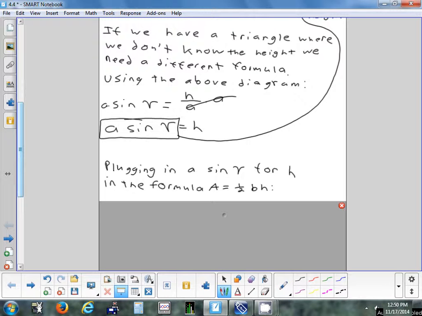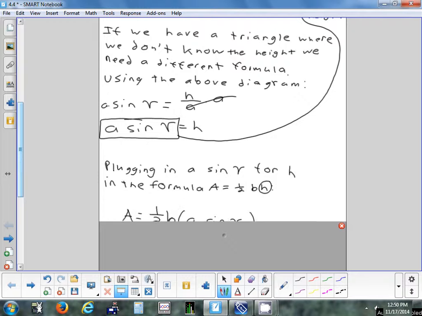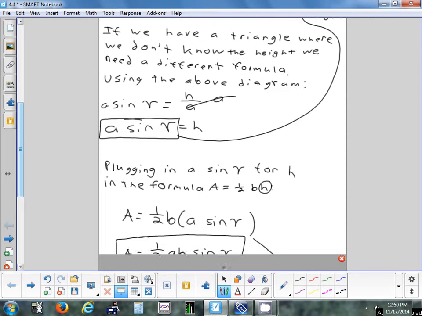So take just what I said, take 1/2 base times height and change height. Change it to what we just found the formula was. So now it becomes 1/2 base times the height, which is A sine gamma. And what they normally do when they write that is they just put it in alphabetical order. 1/2 AB sine gamma. Whether you do B times A or A times B, that doesn't matter. Switching the order, you multiply two things, you get the same answer.